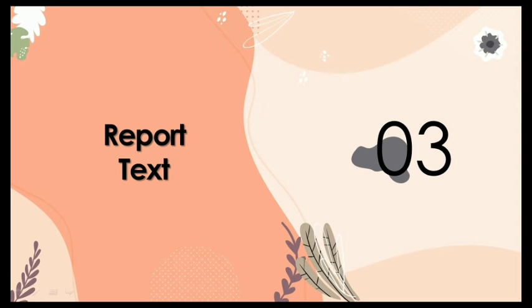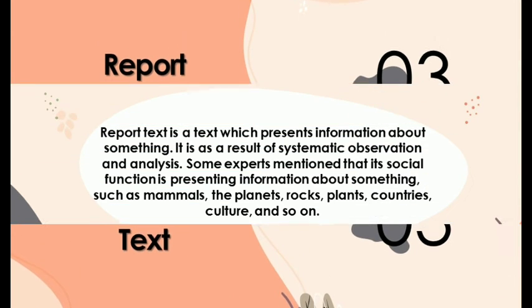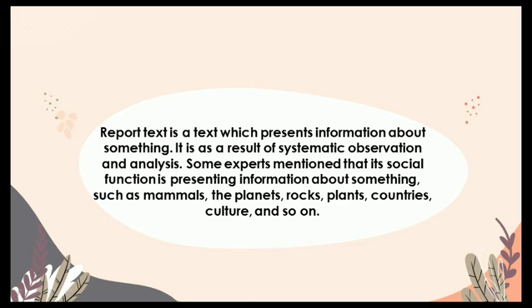The text number 3 is report text. Report text is a text which presents information about something. It is usually as a result of systematic observation and analysis. Some experts mention that its social function is presenting information about something, such as mammals, the planets, frogs, plants, countries, culture, and so on.